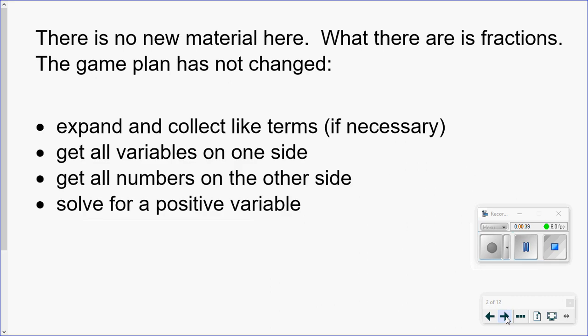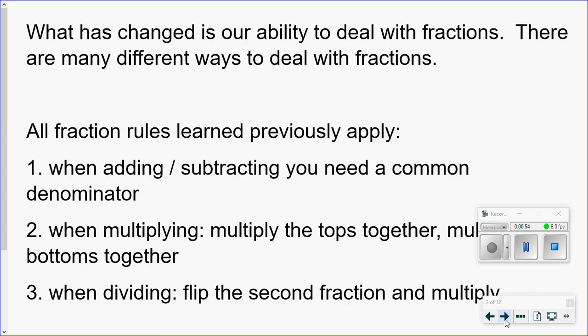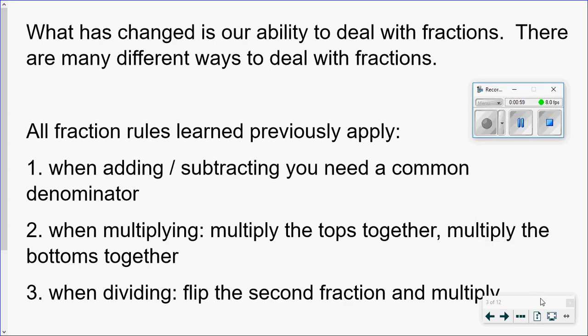Now, there is no new material here. The game plan is what the game plan always has been. Expand and collect like terms where you need to, get all the variables on one side, get all the numbers on the other side, and then solve for a positive variable in the end. Now, what has changed is that now there are fractions in the questions. The examples thus far have been cherry-picked to make sure that there have been no fractions, which I'm sure you've all appreciated. Now, whatever rules that you have learned previously still apply.